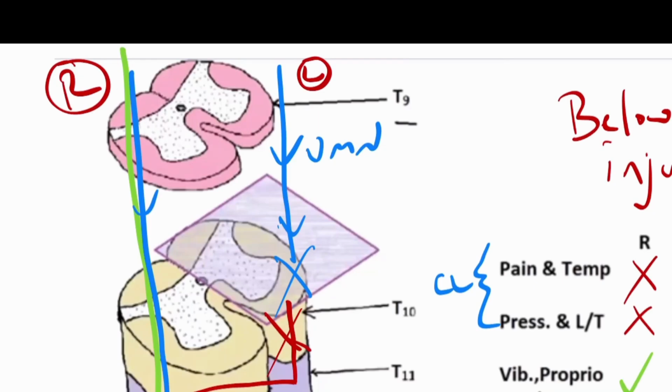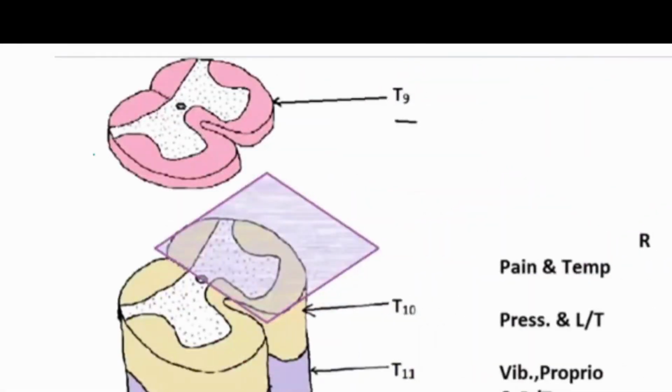Look at vibration, proprioception, discriminative touch, and your motors. They cross over in the medulla, which is going to be higher than most everything in the spinal cord. So they get ipsilateral problems, same side lesions. So this is the injury on left T10. Left lower extremity loses vibratory touch, discriminative touch, and they exhibit signs of upper motor neuron disease. Everyone good? Okay. Move on to the next one.